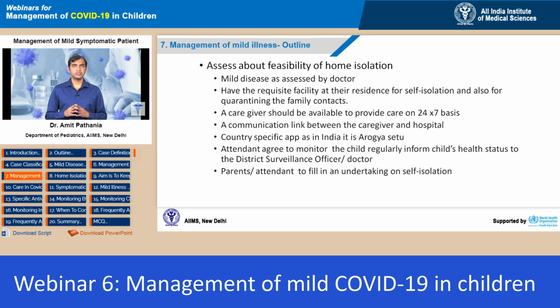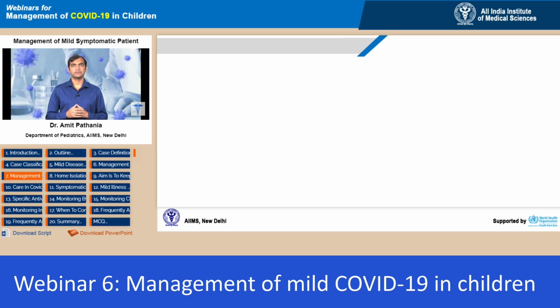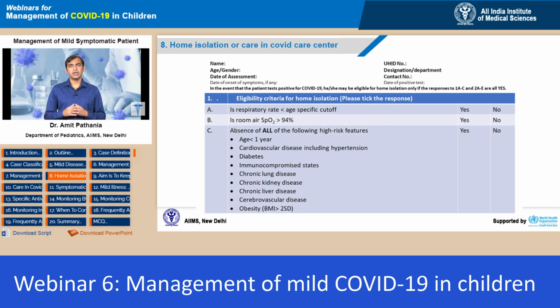The attendant agrees to monitor the child and regularly inform the child's health status to the district surveillance officer or doctor. And parents or attendants agree to fill in an undertaking on self-isolation. The aim is to keep the high-risk patient under medical supervision. All the medical and social issues should be taken into consideration before sending the child to home quarantine.